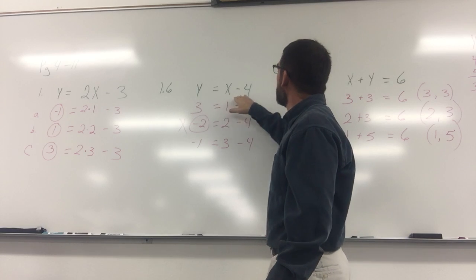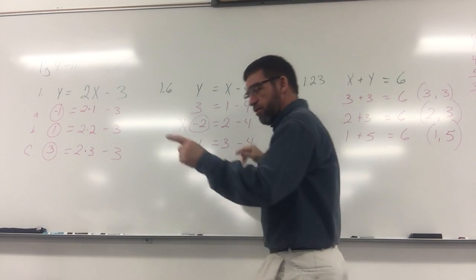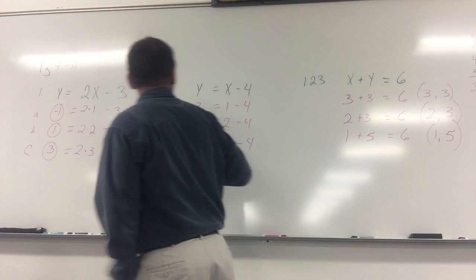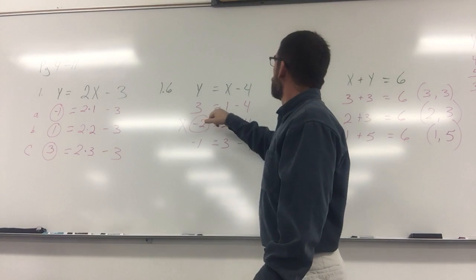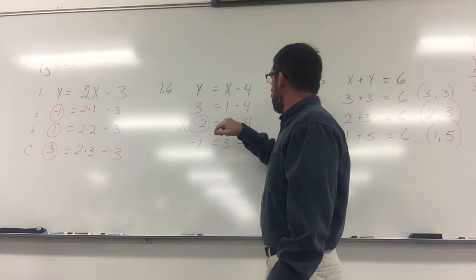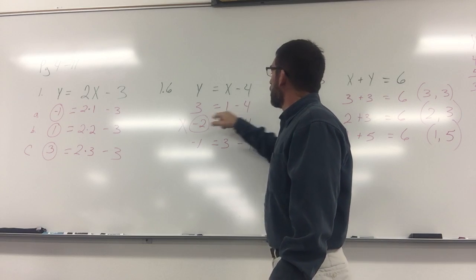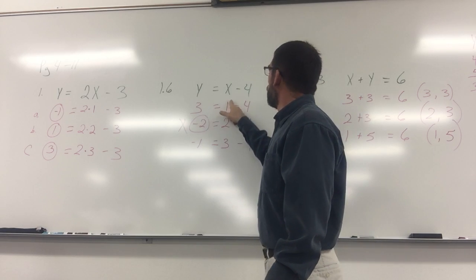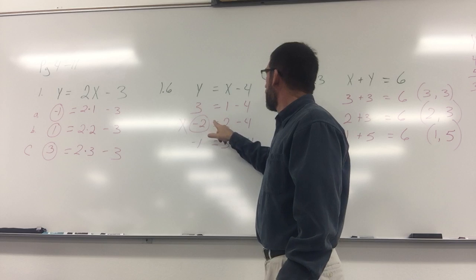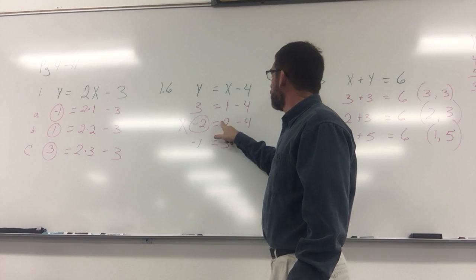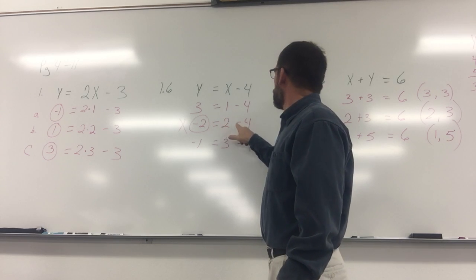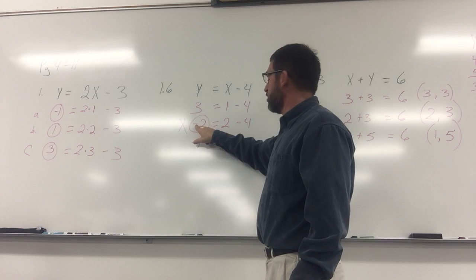Y equals x negative 4. So the first step they gave you is 1 and negative 3. So I put 1 here, subtract 4 equals negative 3. So 1 and negative 3 is a pair. The next one, I put the 2 here. 2 subtract 4 equals negative 2.